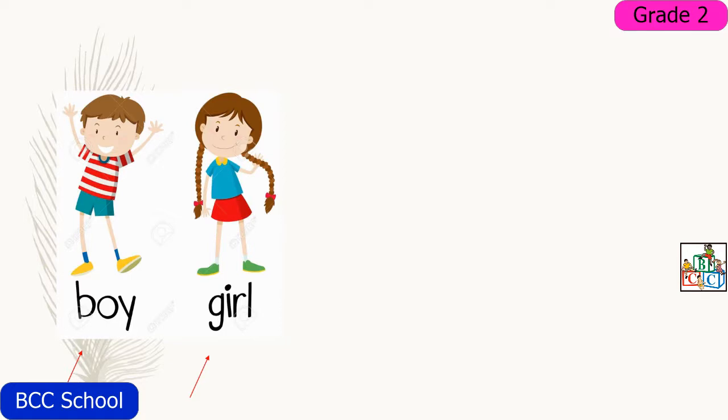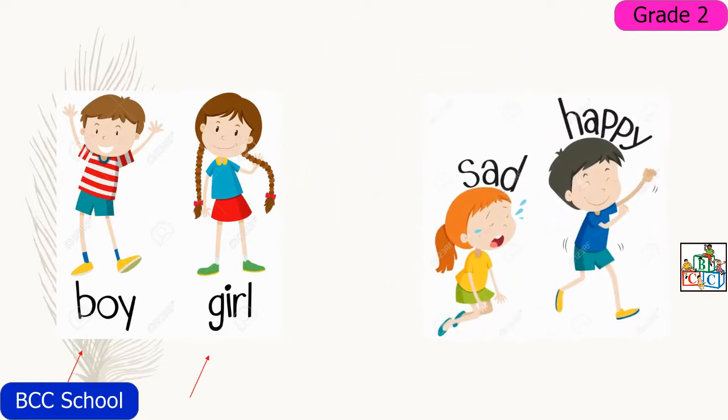Good? Our next example, on peut voir ici sad and happy. Le contraire de triste, c'est content. So the opposite of sad is happy. What is the opposite of sad? Opposite of sad is happy. How do we spell sad? S-A-D, sad. Together with me, S-A-D, sad. And how do we spell happy?